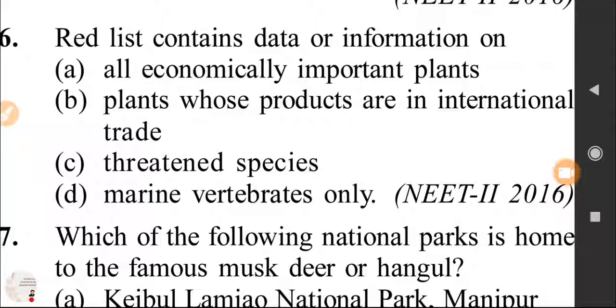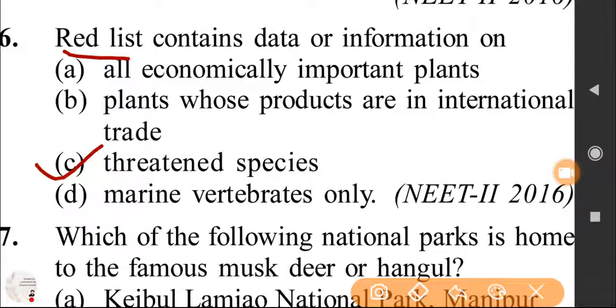Next is: Red list contains data or information on? So, this red list contains data for which? Its simple answer is threatened species. Okay, now let me explain how.